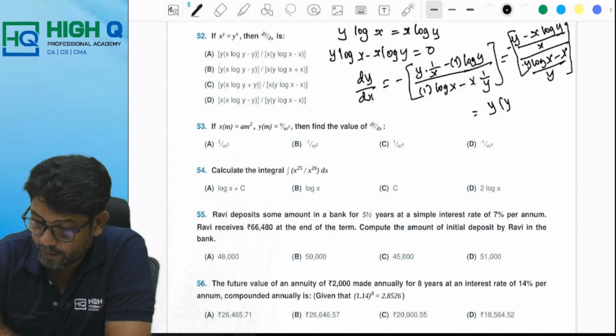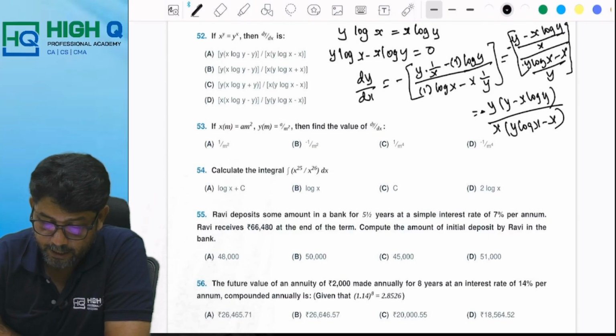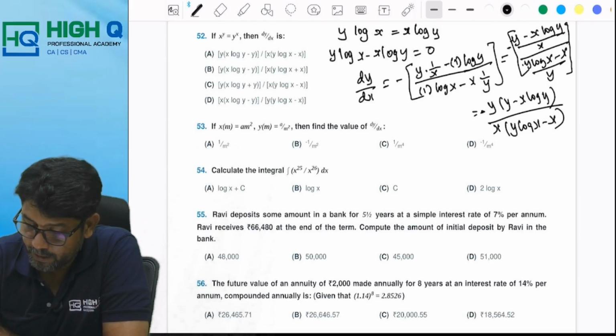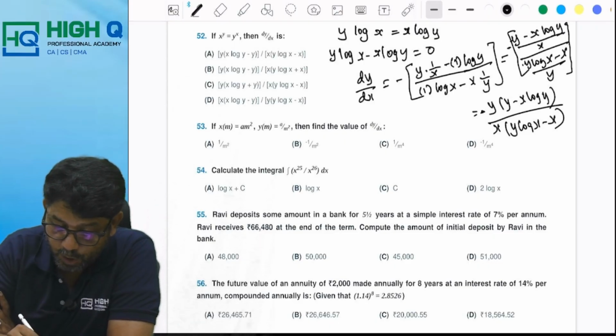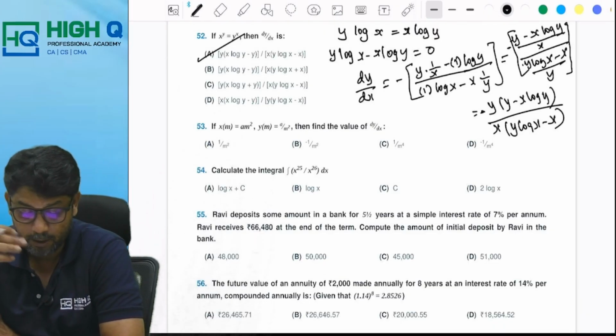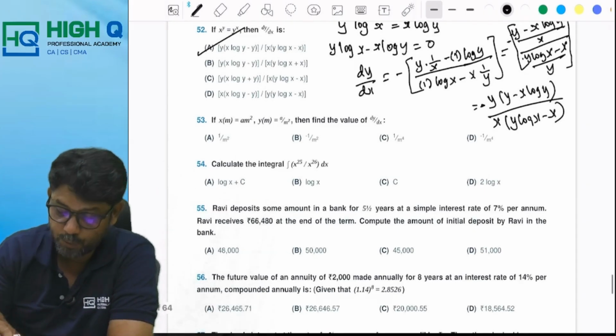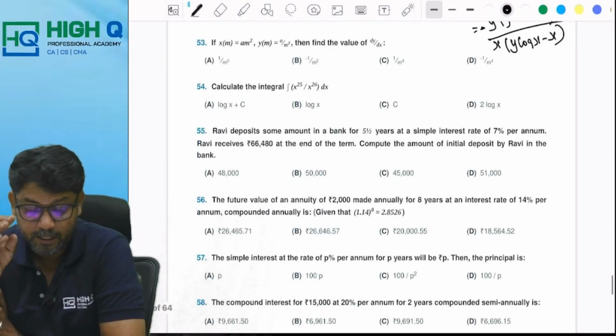Okay. Now you can write this as y into y minus x log y, minus, divided by x into y log x minus x. And this can be written as what? By multiplying the minus sign inside the bracket, you are going to get x into y log x. I think option A will be the right answer, my dear, by multiplying the minus sign inside the bracket. Okay, the numerator we have to multiply. That's it. Answer is over.